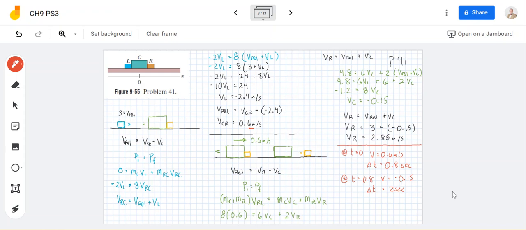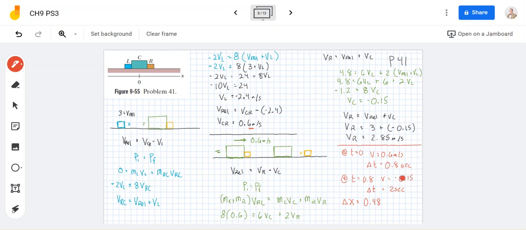So when I put these two things together, I get, so the change in position is going to be the delta x from the first one. So 0.6 times 0.8 is 0.48. That's how far I moved in the first 0.8 seconds.